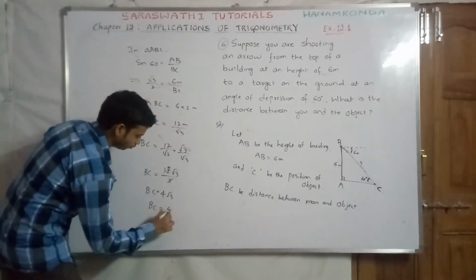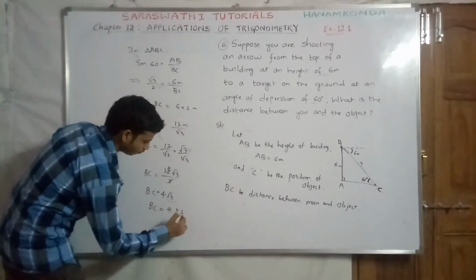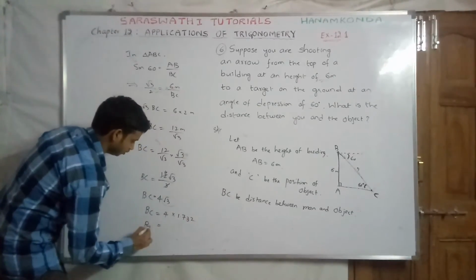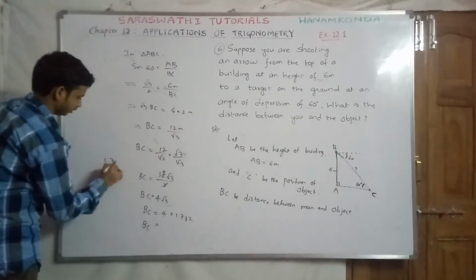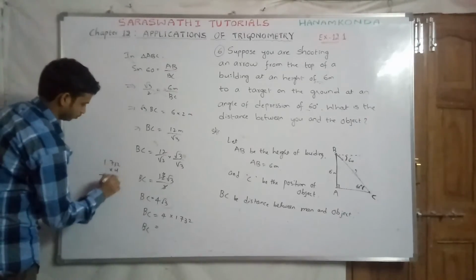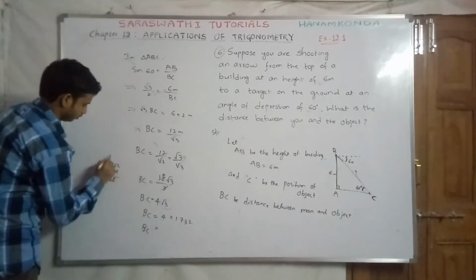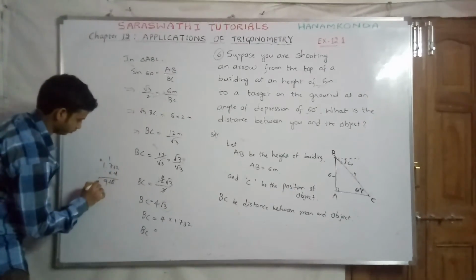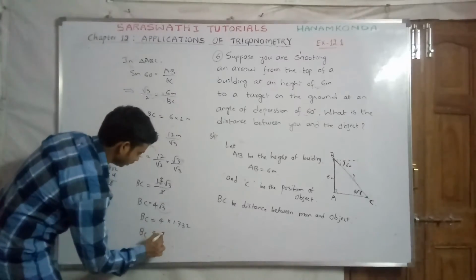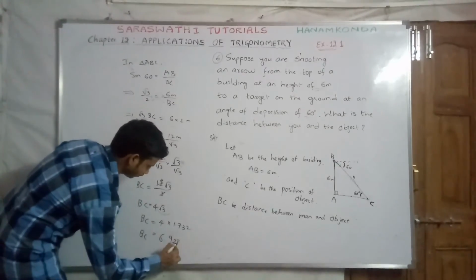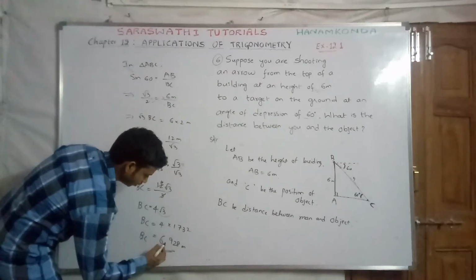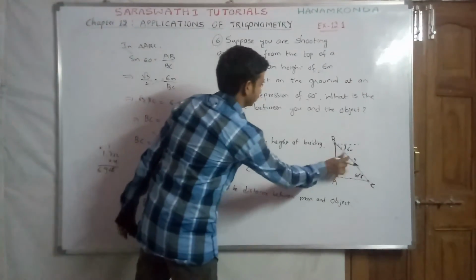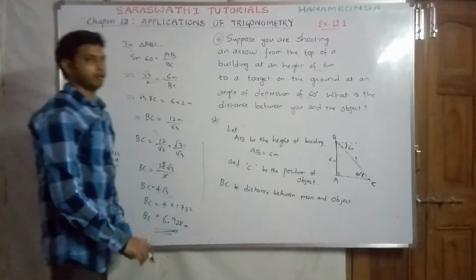That means BC equal to 4 into 1.732, writing root 3 as 1.732. So 1.732 into 4. 4 twos are 8, 4 threes are 12, 4 sevens are 28 plus 1, 29. 4 ones are 4 plus 2 is 6. So 6.928 meters. So this is the distance between the man and the object. So this is the answer.